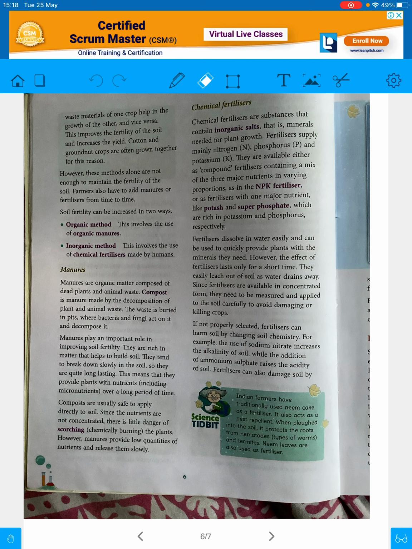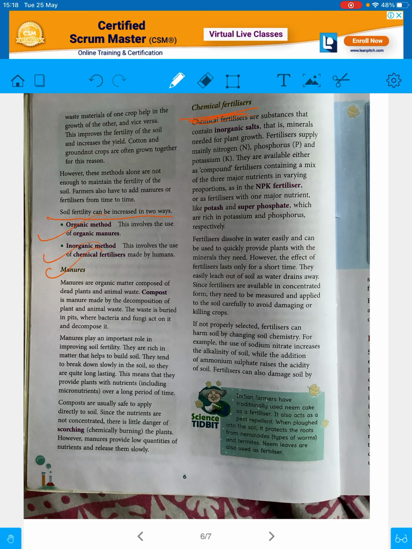Now, soil fertility can be increased in 2 ways: organic method and inorganic method. Organic method means a natural method by which we can use natural organic manures like cow dung, and other manures, right? We can use natural organic manures and increase the fertility of the soil. We can also use chemical fertilizer.